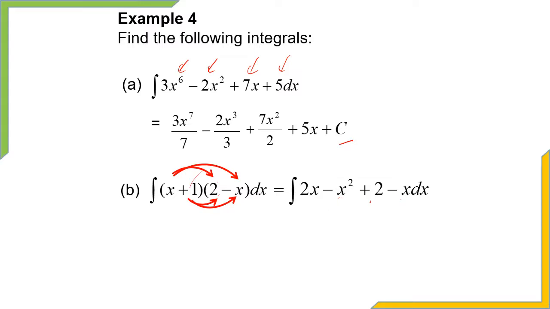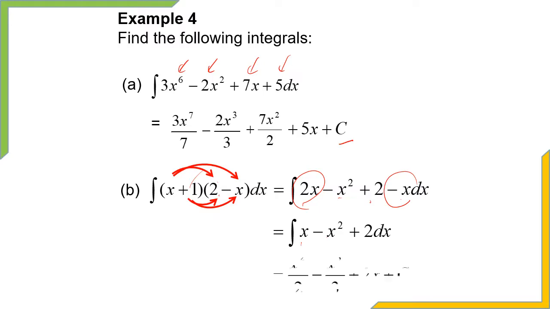And then we can integrate separately. Sorry, we can simplify first by subtracting this x from 2x. So we get x minus x squared plus 2. Now we do the integration. Integrate x, we get x squared over 2. Integrate negative x squared, we get negative x cubed over 3. And then integrate 2, we get 2x plus c.